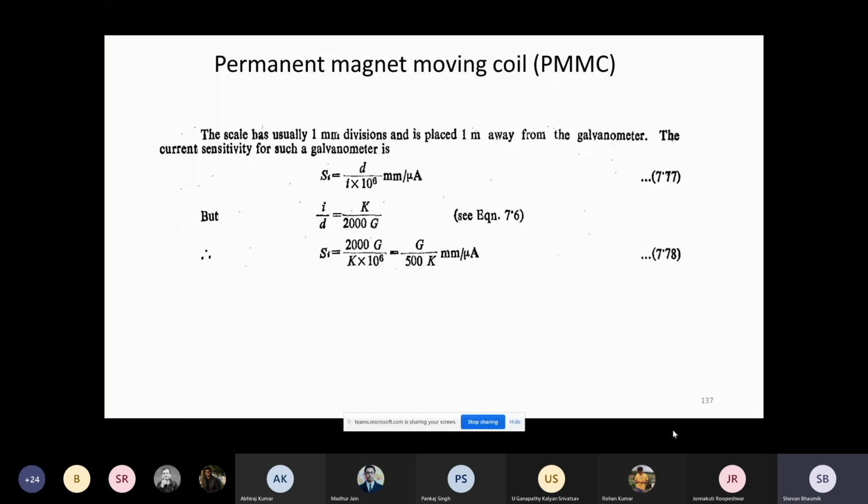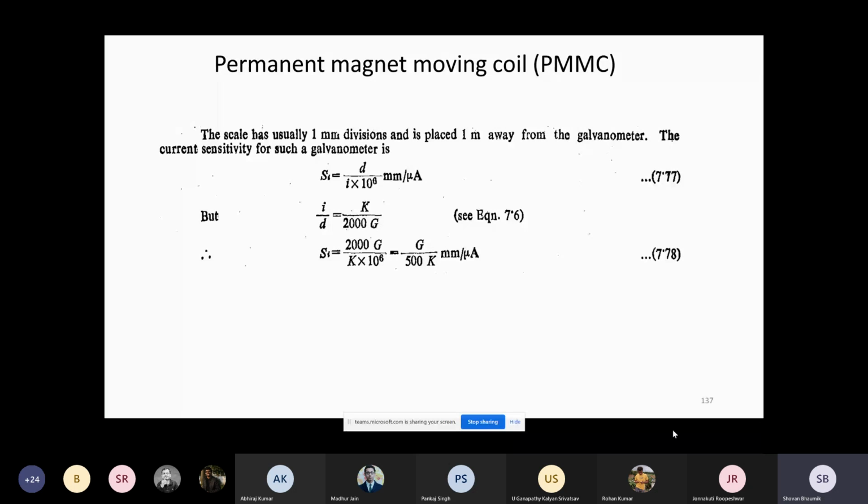10 to the power 6 is coming because this is from a very long distance, 1 meter distance. So the current sensitivity will be d by I into 10 to the power 6. If you see that, I by d will be equal to k by 200g. How are you getting k by 200g?